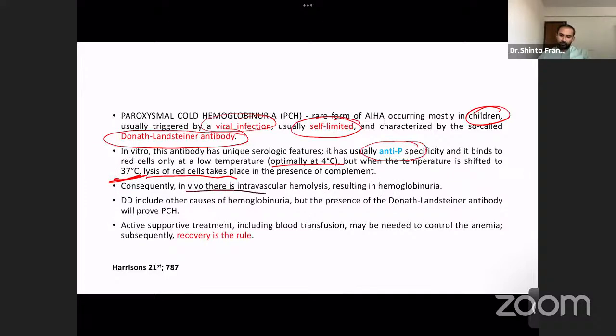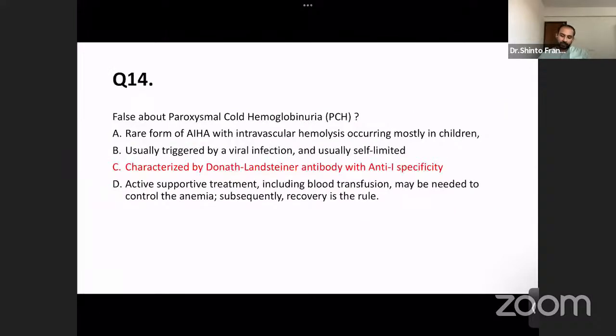Okay, so in vivo there is intravascular hemolysis resulting in hemoglobinuria. Differentials include other causes of hemoglobinuria, but this antibody is vital in the diagnosis of PCH. Usually the patient recovers. It might need one or two blood transfusions, depending on the severity. So the false statement is C.